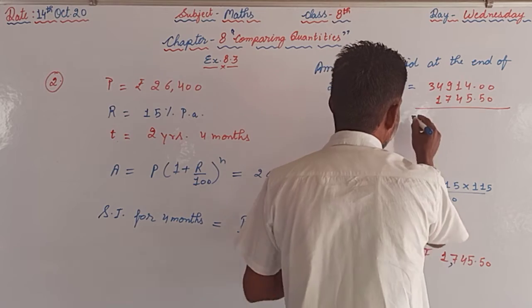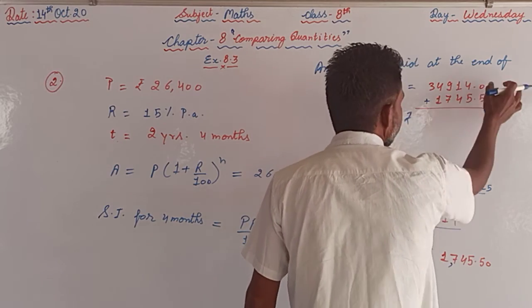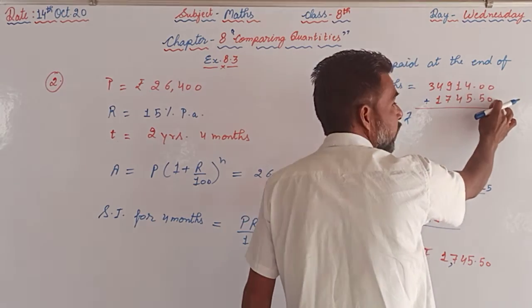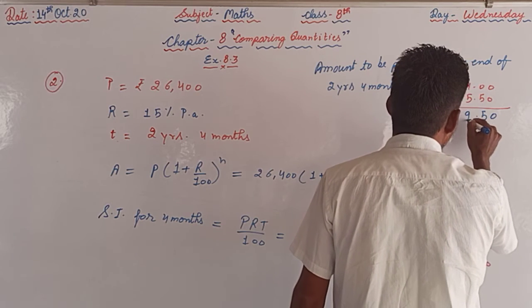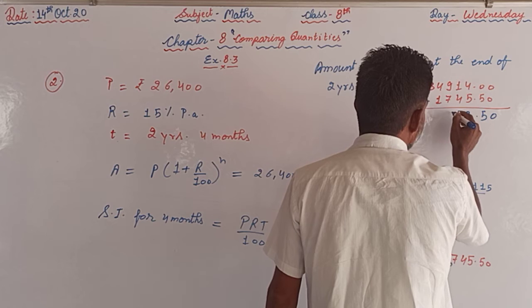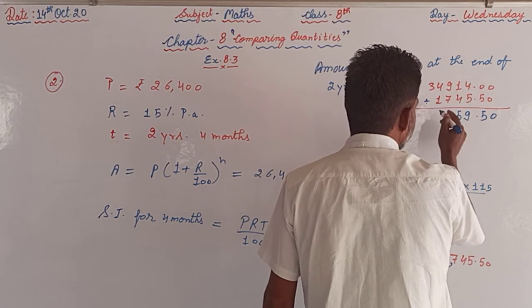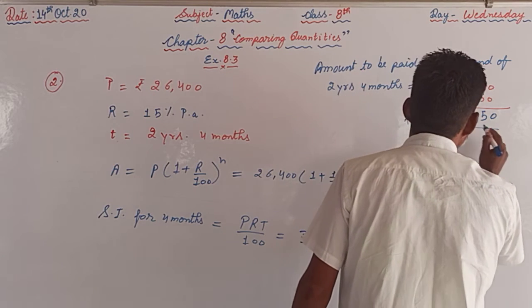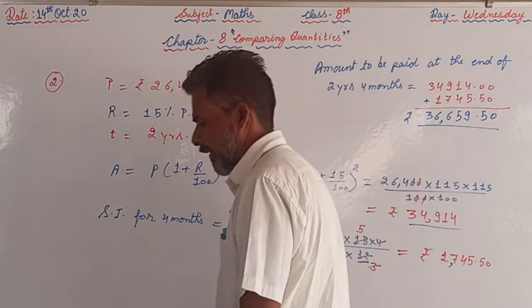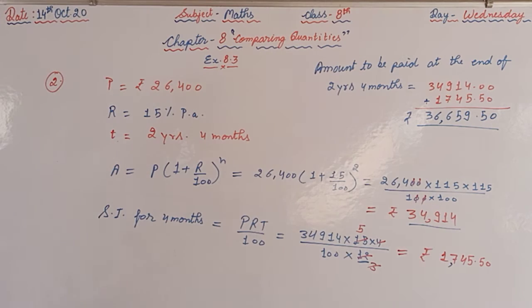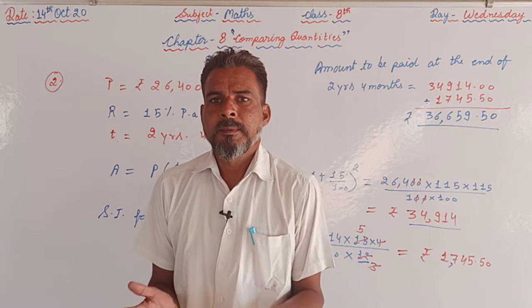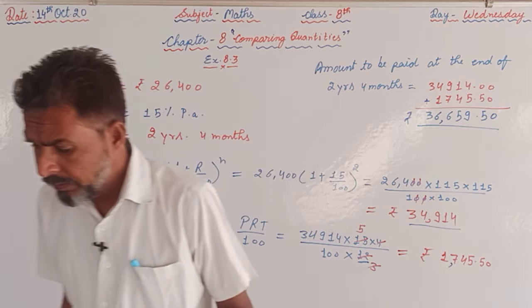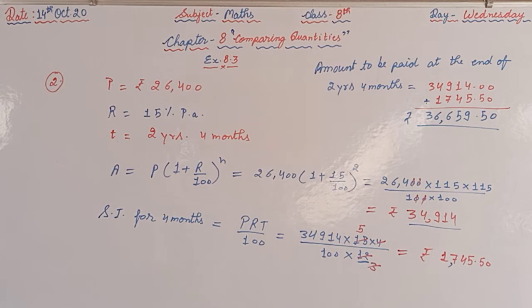Total we have to find, we have to add, because that is at the end of 2 years and that is for the 4 months. So 0 5 9 5 16 6 4 5 6. So she has to pay 36,659 rupees and 50 paise at the end of 2 years and 4 months. So this is the way we are supposed to proceed with such types of questions.